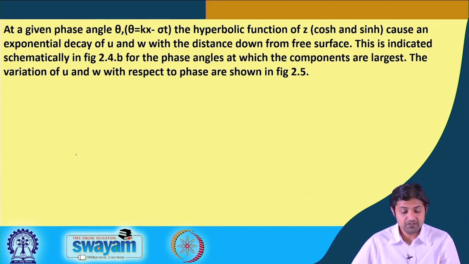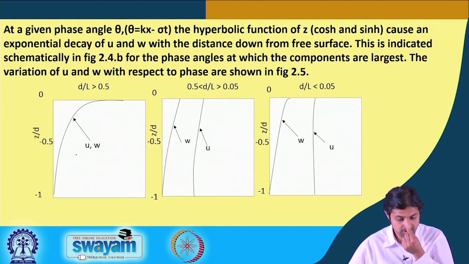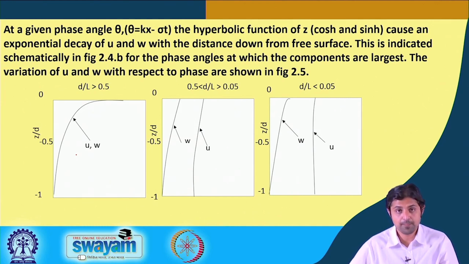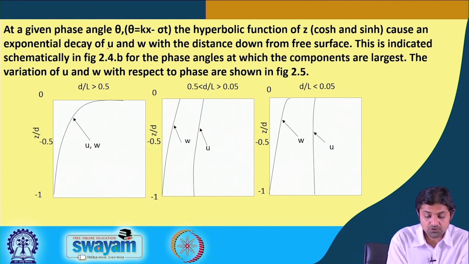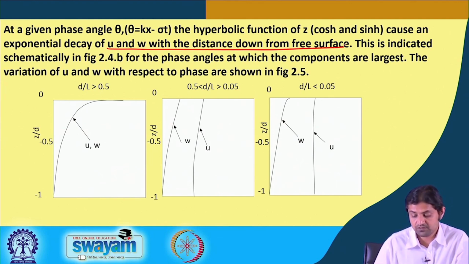We say at any phase angle theta, the phase angle is k x minus sigma t. The hyperbolic functions of z, that is cos h and sin h, cause an exponential decay of u and w with the distance down from the sea surface. This is indicated schematically in this figure. These are just the findings. You should not put a lot of effort and concentration in finding these values, but it is pretty true that there is an exponential decay of u and w with the distance down from the surface.